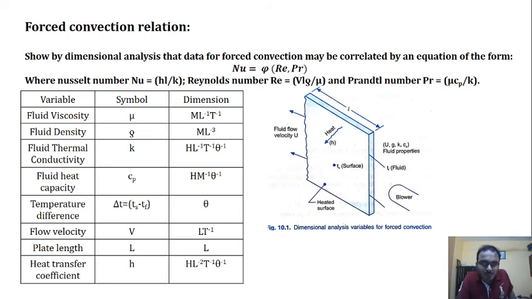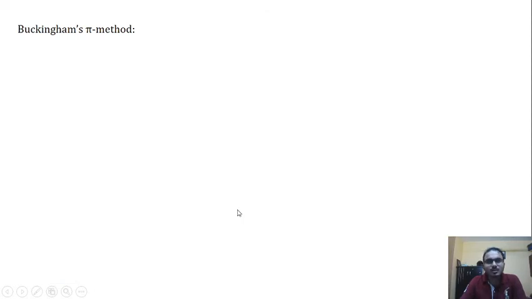Before we go into our derivation, you should pause this video and draw this figure as well as this table that will be helpful in our derivation. So there are actually two methods to obtain this relationship, Rayleigh's method and Buckingham's pi method. In this chapter and in this lecture series we are going to utilize Buckingham's pi method.